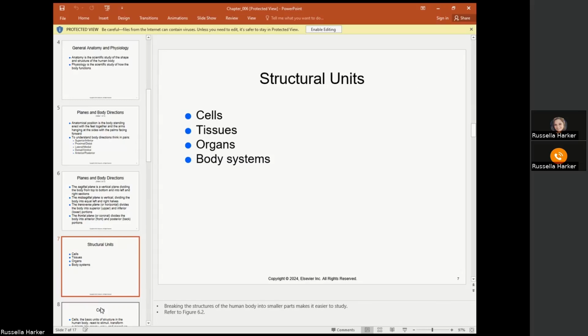So the study of the human body begins with the smallest units and builds systematically into larger and larger units, finally resulting in the complete body. The human body has 4 structural units, from the simplest to the most complex, consisting of cells, tissues, organs, and body systems. We break the structures of the human body into smaller parts to make it easier to study.